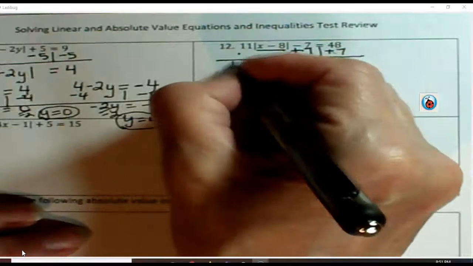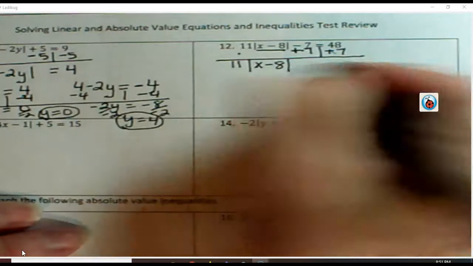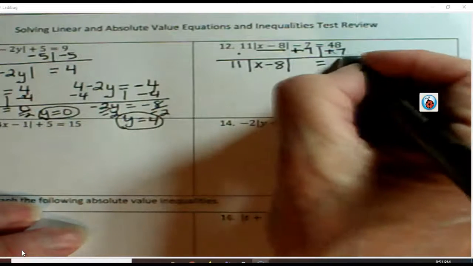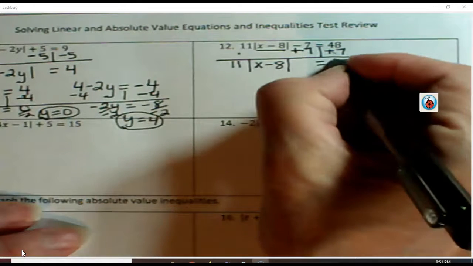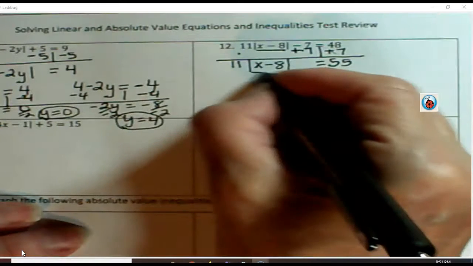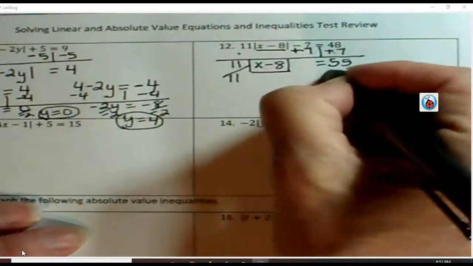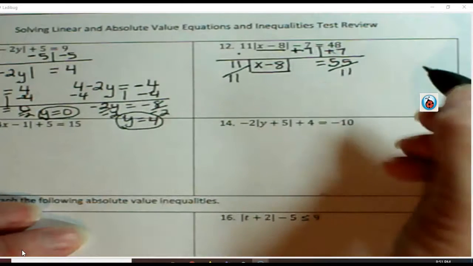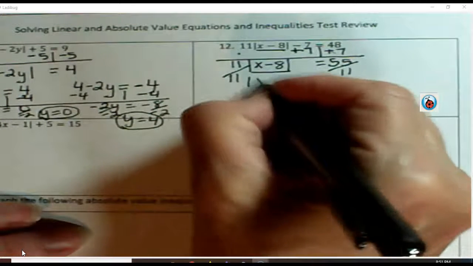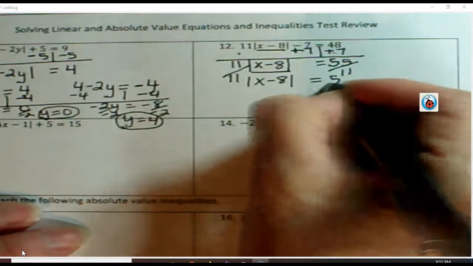And I get 11 times the absolute value of x minus 8. Close my absolute value. Right here, you're adding it, so that's 15, that's 55. Okay, absolute value is right here. It's still not by itself, so we're going to divide by 11. Whatever you do to one side, you got to do to the other. Okay, so now I have my absolute value of x minus 8 is equal to 5.